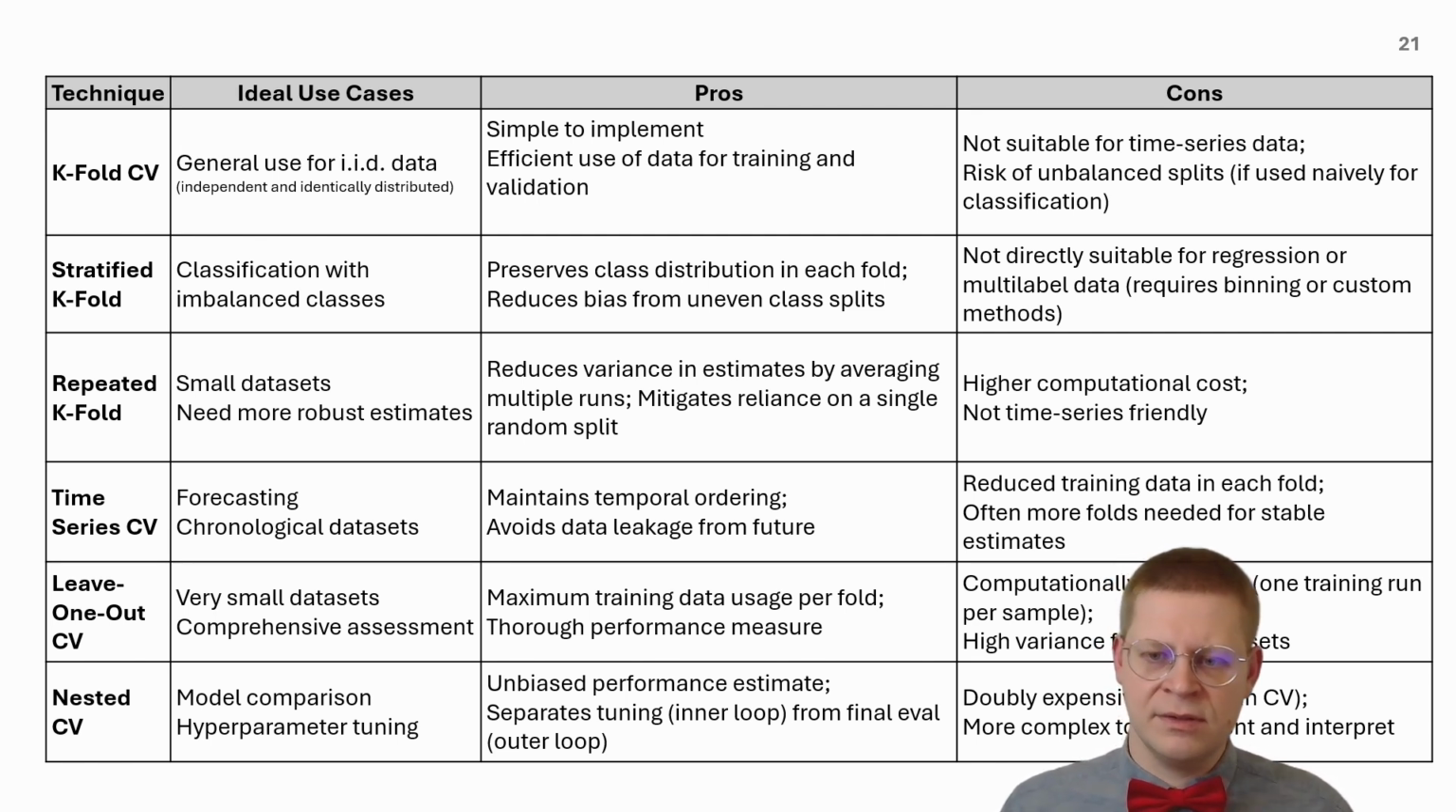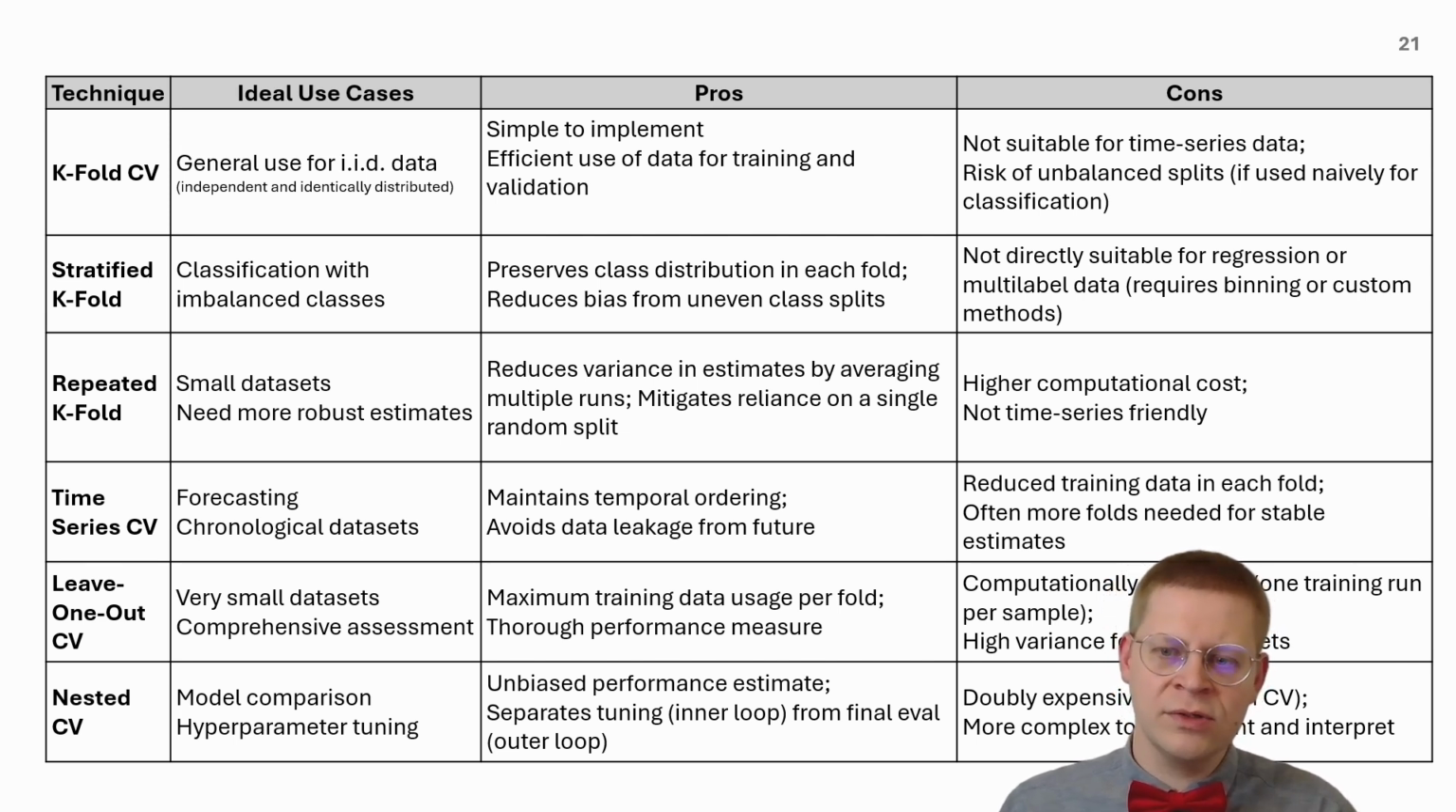Time series cross-validation is specialized for chronological or forecasting problems. Instead of random folds, each fold is defined by a sequential time block, ensuring the validation data always occurs after the training data. This way, we do not accidentally train on future information. The trade-off is smaller training sets each time, and we often need more folds to get stable estimates.